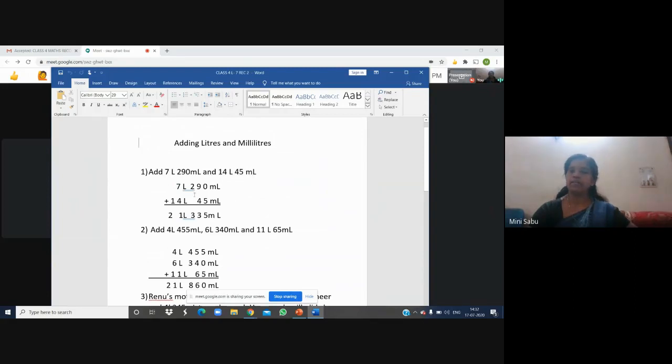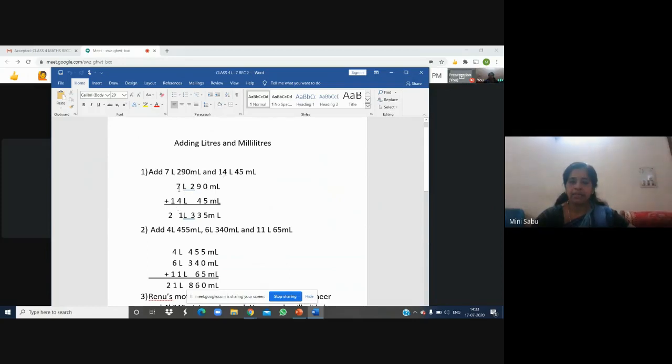This addition is just like addition of numbers, so for that we have to arrange the numbers according to the places, and we can carry over also from this place to the next place. Only difference is here a liter unit is written, here milliliter is written. So I have written 7 liter 290 milliliter first. If you want, you can write this first, no problem. Then just below 7 liter, I wrote this 14 liter.